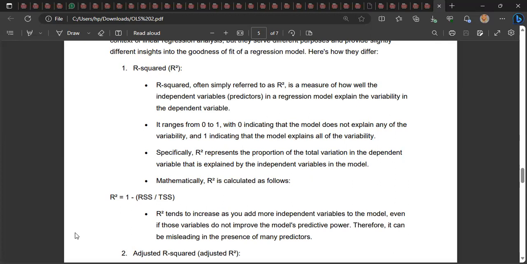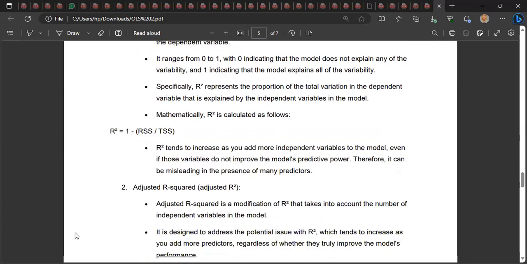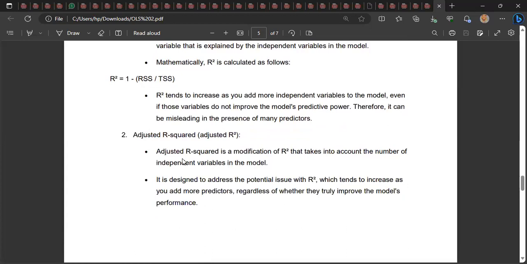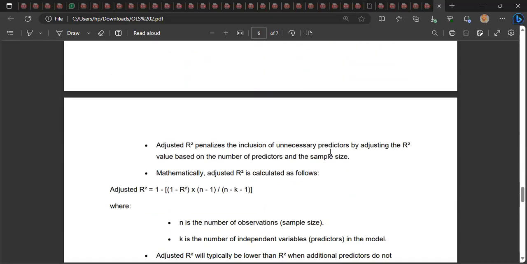So to prevent that from happening, we need to adjust for the number of independent variables, which we say are degrees of freedom. So you just make an adjustment on your R squared for your degrees of freedom. Then from there, you will see whether it's a perfect fit or not. So adjusted R squared penalizes the inclusion of unnecessary factors by adjusting your R squared based on the number of regressors and the sample size. By penalizing that, we are preventing it from increasing for no reason.